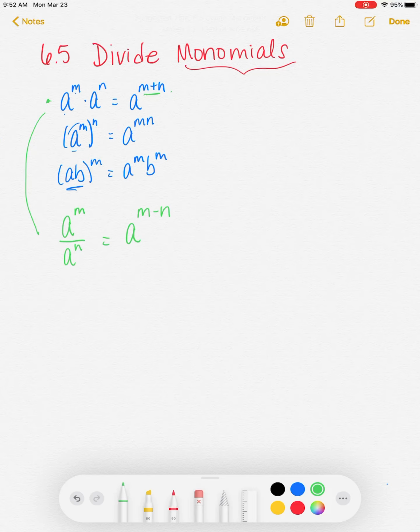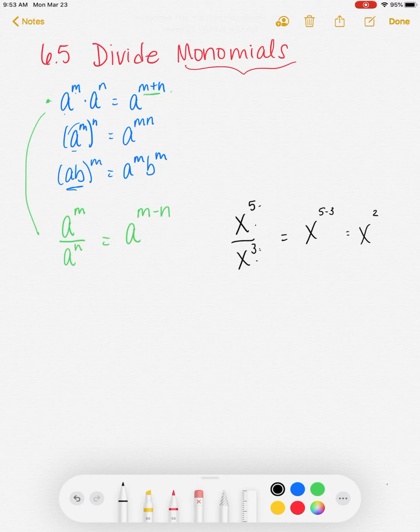I always like to show an example and a quick explanation why. I like to understand what's going on, and I think that helps to explain why the property is what it is. So let's say we had x to the fifth divided by x to the third. My bases are the same, they're both x's. That's my m and that's my n. So the rule says I just have to subtract them. That would be x to the 5 minus 3, which is x to the second, or x squared.